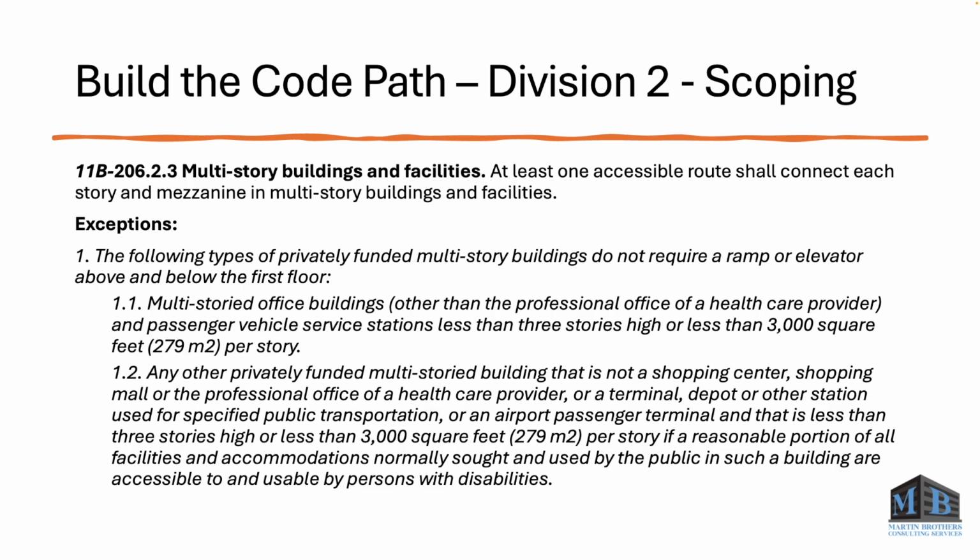Exception 1.2 basically says if you're not on this list, you don't need vertical access. And that list is shopping center, shopping mall, or the professional office of a healthcare provider, or terminal, depot, or other station used for specified public transportation, or an airport passenger terminal, and that is less than 3 stories high or less than 3,000 square feet, yada, yada, yada.